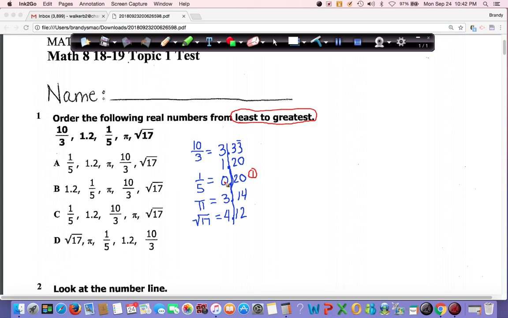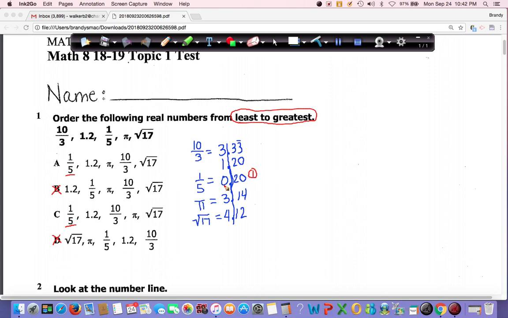Now, I want you to stop for a minute because something I hear a lot is kids are like, oh, this test is so long, I can't do it. But if we stop right here and go back to our answer choices, look at this. A has 1/5 first. And C has 1/5 first, but B doesn't, and D doesn't. So right now, just knowing our first number, we've eliminated half of our options. Now you got a 50-50 shot, even if you don't know what to do next. But let's go ahead and see what's next.